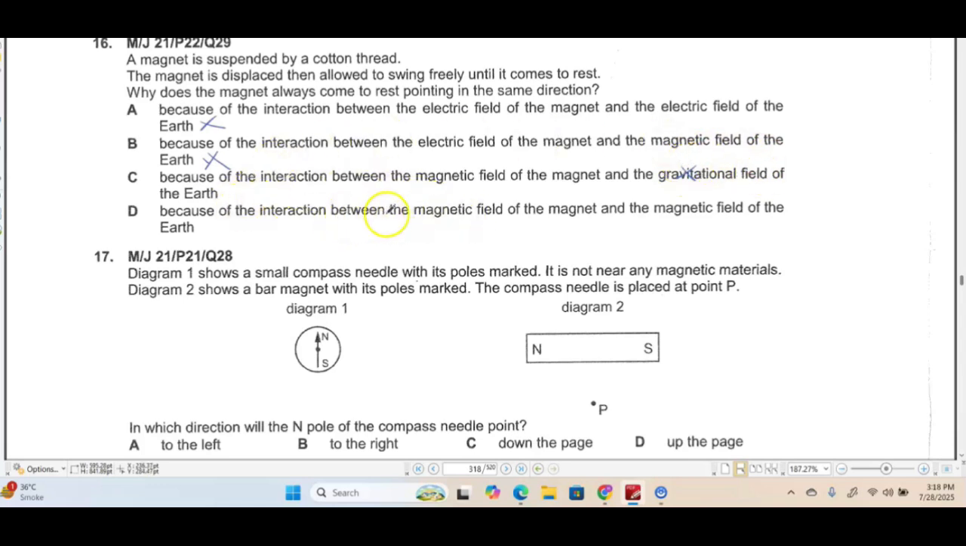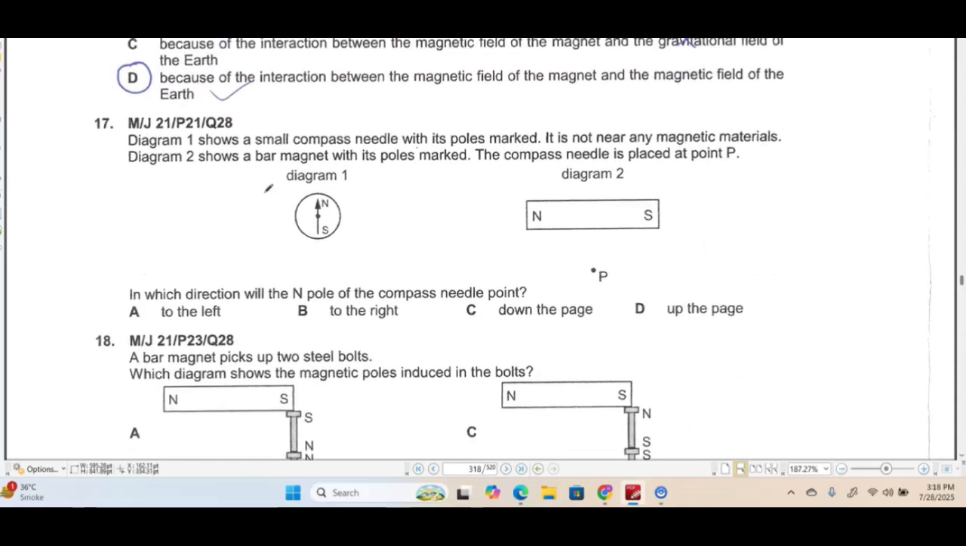Because of the interaction between the magnetic field of the magnet and the magnetic field of earth. Yes, this is our correct option. Okay? Question number 17.